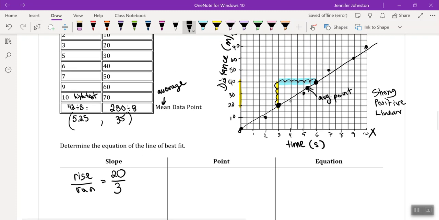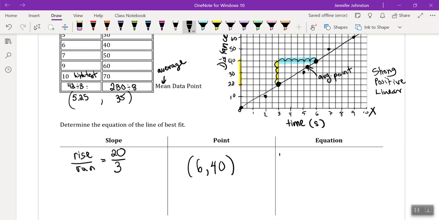We can pick even the average point if we'd like. It doesn't matter as long as the point is on the line. I think I'm going to pick this one, 6 and 40. All right, so let's go ahead and fill in our equation. So our equation is y minus y1 equals m times x minus x1. Hey, that looks a lot like our last unit where this is x1 and this is y1 and this is our m. That's our slope. We know this is all frozen here except for the m, the y1, and the x1.